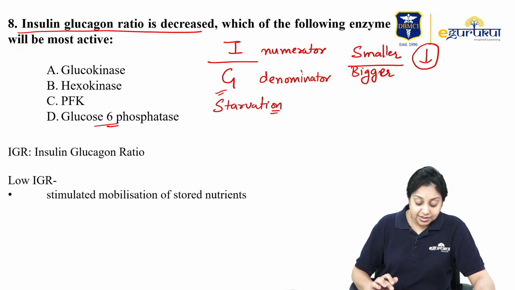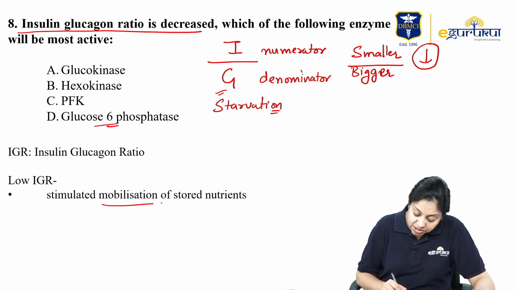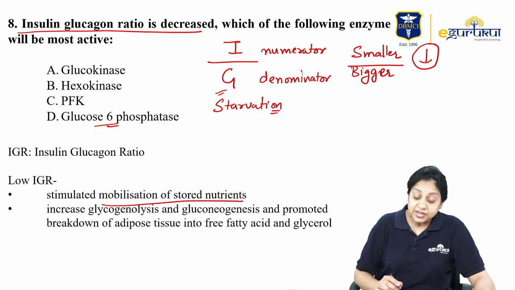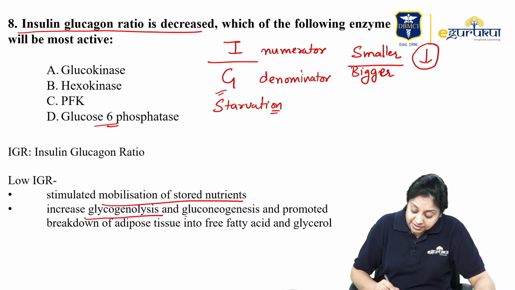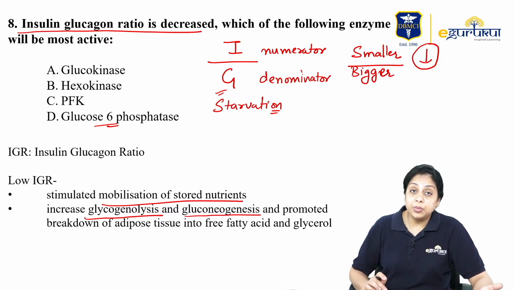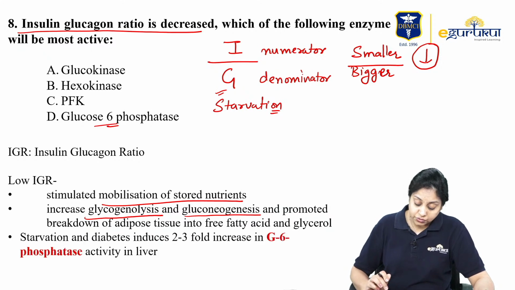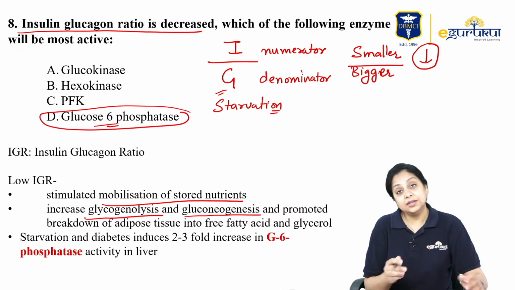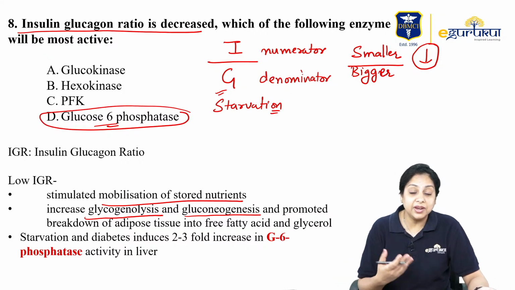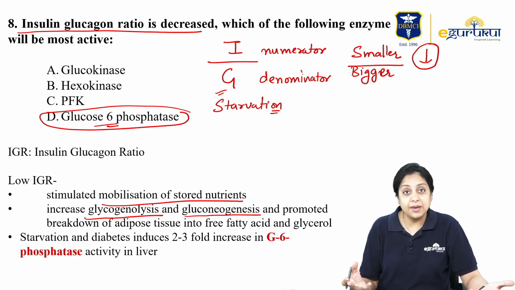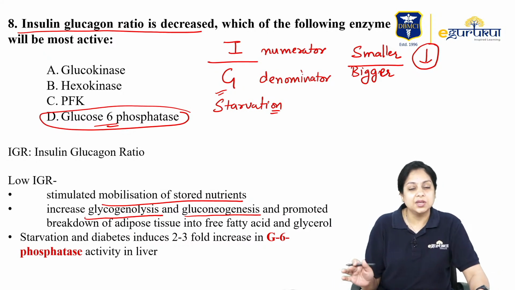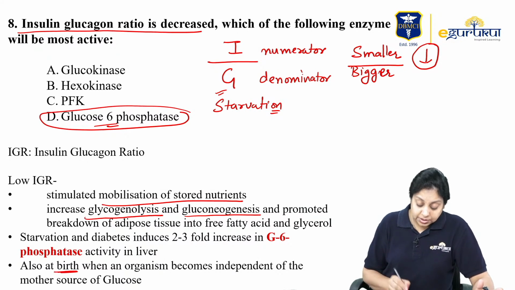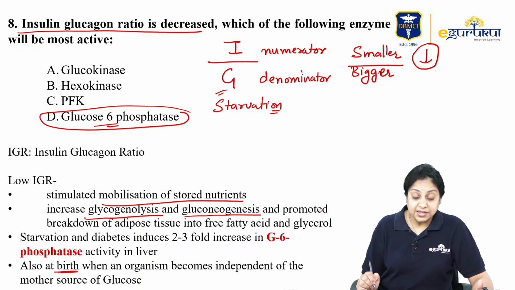Low insulin-glucagon ratio is stimulating the mobilization of the stored nutrients because we are in the fasting state. In the fasting state, we do more of the glycogenolysis, then the gluconeogenesis, and we break down the free fatty acids and the glycerol. And which enzyme will be activated? Glucose 6 phosphatase will be activated. This is another way to look at it and the simpler way, because most of the times in the exam we are confused between the names of the enzymes. They look very similar, right? Even at birth, glucose 6 phosphatase activity is increased.